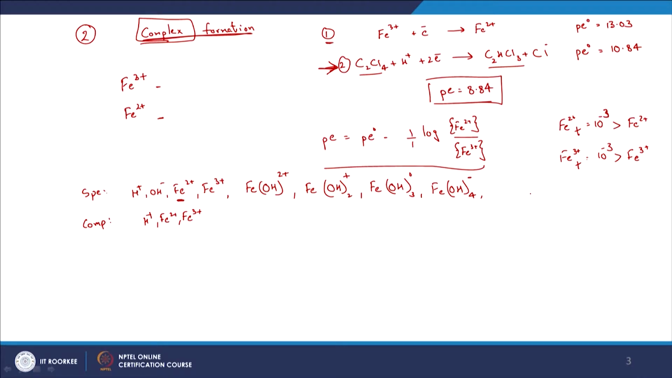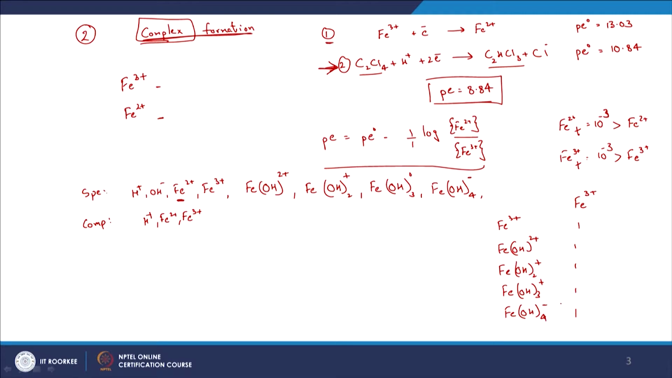So if I write down the tableau only with respect to Fe3+, what are the relevant species here? I would write Fe3+ here and the four complexes: FeOH2+, FeOH twice plus, FeOH thrice, and FeOH4 minus. So Fe3+ with 1, 1, 1, 1 and 1 here as the contribution.